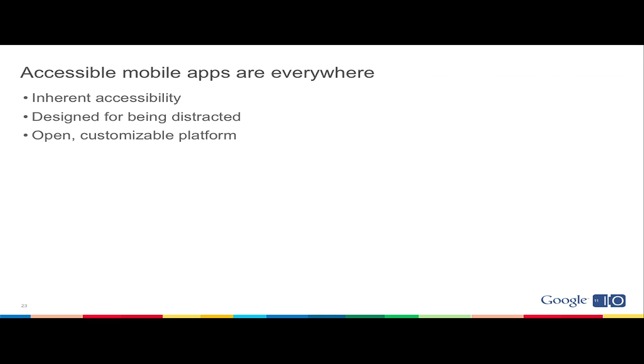Plus, Android in particular is an open and customizable platform, right? So you can choose the device that works for you. You can get one with a keyboard if you want it. Plus, also, today in the keynote, we announced the Android developer platform, right? So you can make third-party extensions. With that, you can make something that really is specific to the disabled users in your community.